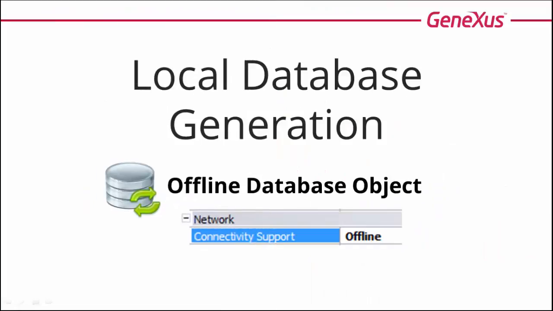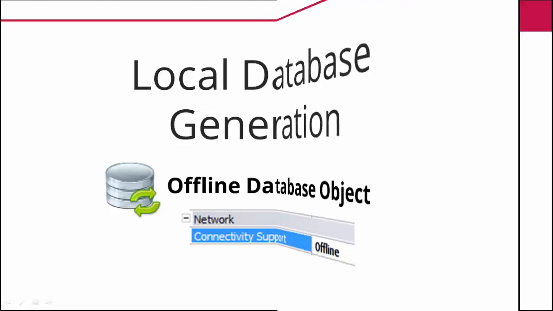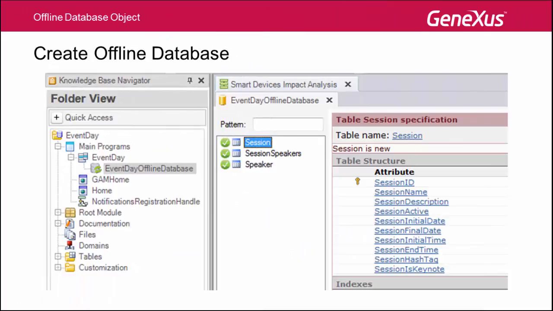For every main object that has the connectivity support property set to offline, an object called offline database is created. This object is responsible for determining which tables go to the local database and which data is taken during synchronization. Because obviously, the local database will not be the same as the server database, but rather a reduced version. The database created on the device is an SQLite database. After changing the connectivity support property of the main object of our application to offline, the rebuild all action must be performed.